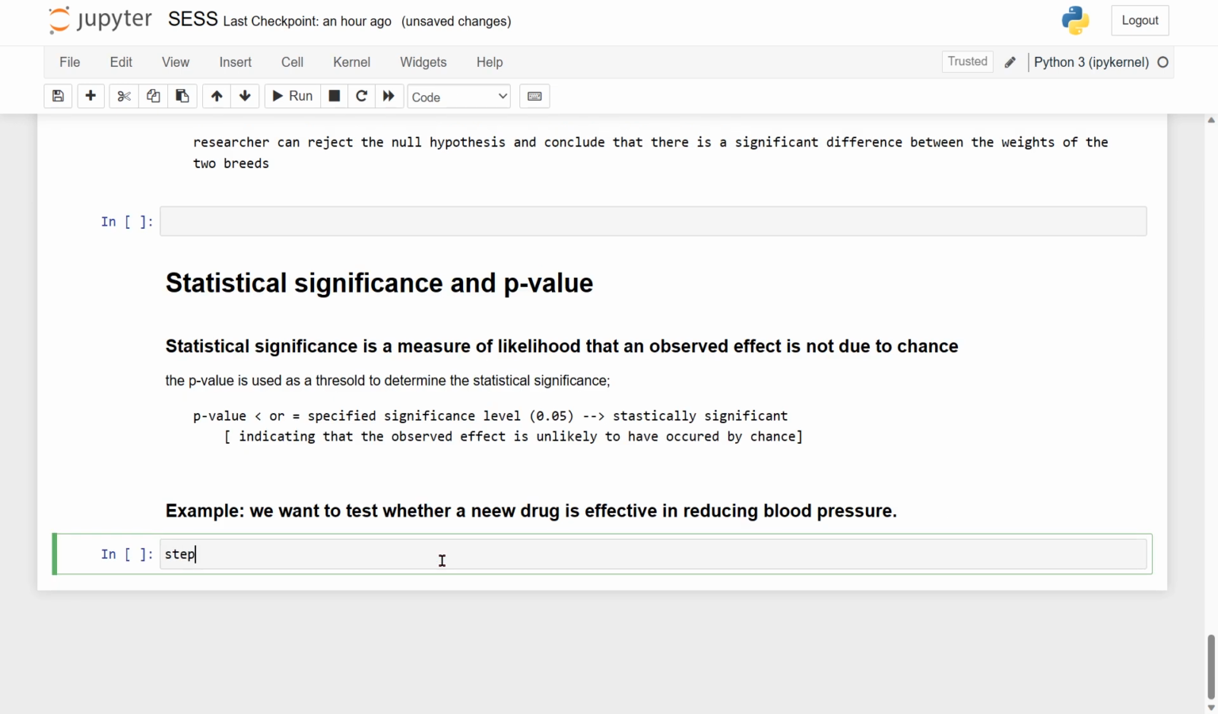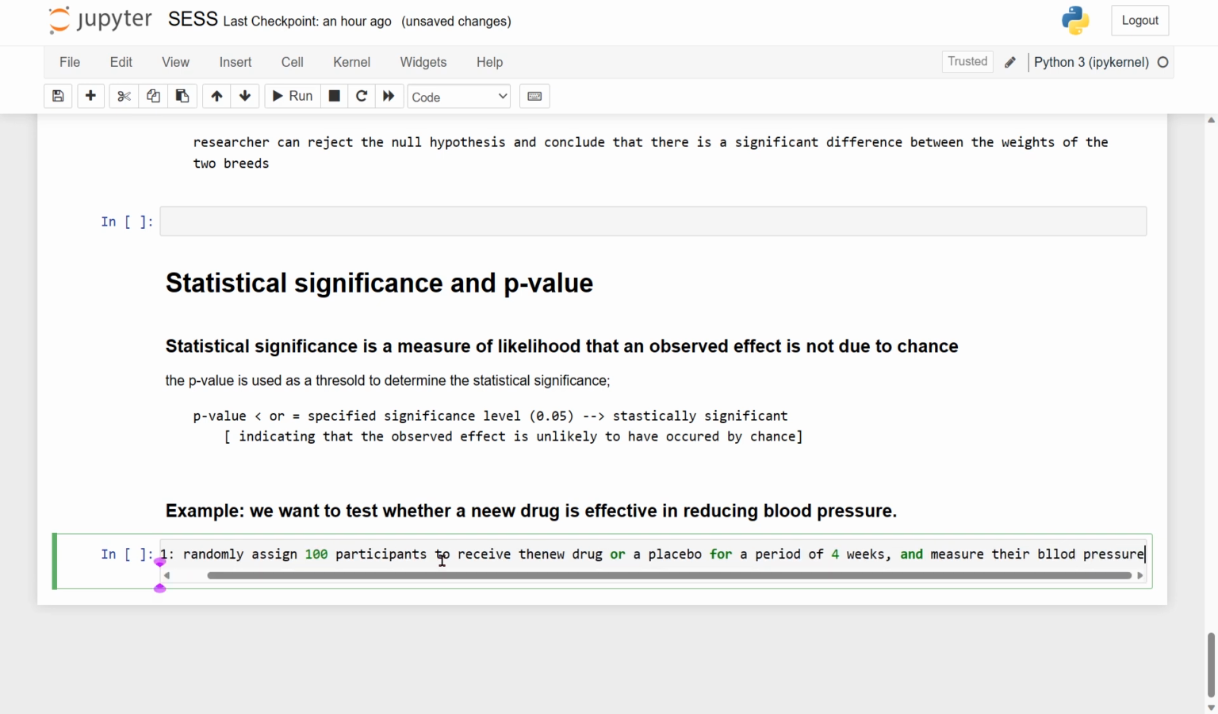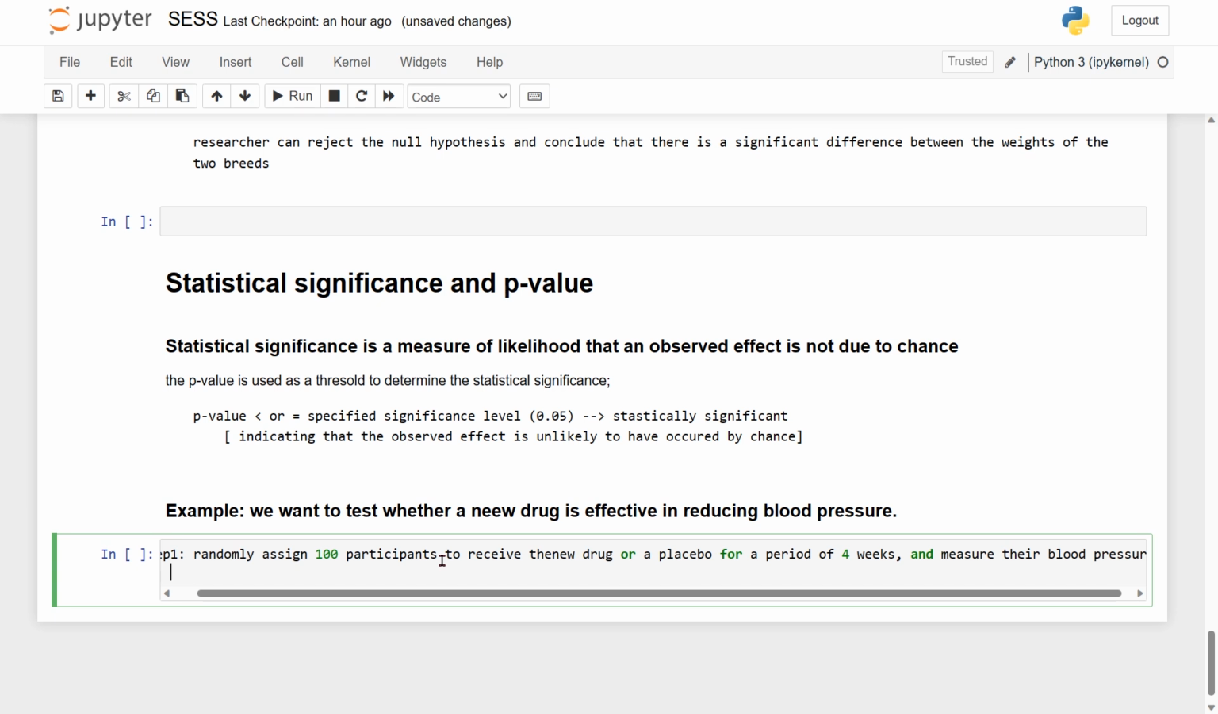For that, obviously, what will we do? Step one is we will randomly sample and randomly assign 100 participants to receive the new drug or a placebo for a period of 4 weeks, and measure their blood pressure before and after the treatment. So that's step one.